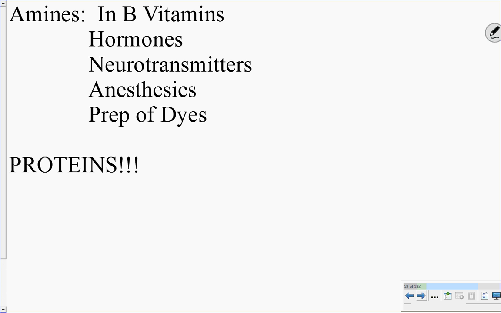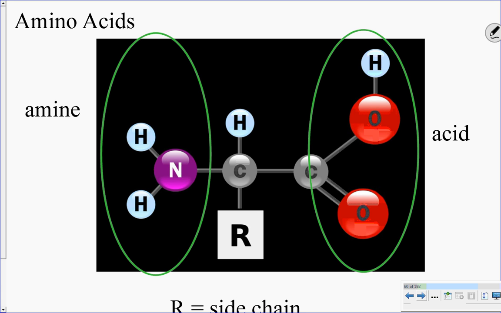These are actually extremely important biomolecules. Amines are found in a number of molecules in your body and a number of molecules that you actually need, such as the B vitamins. These are a big component of proteins. If you look at an amino acid, it has this NH2 amine group over here, and then it has this COOH group over here. So that's why they're called the amino acids.